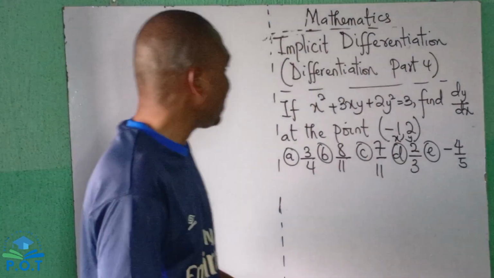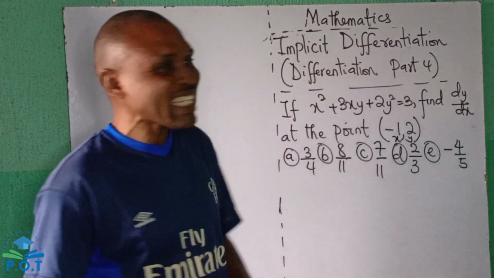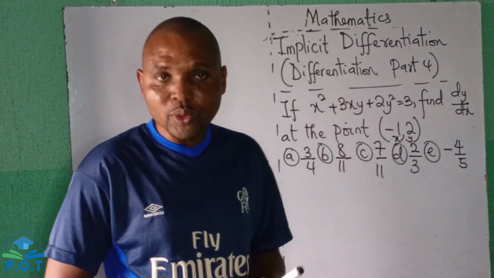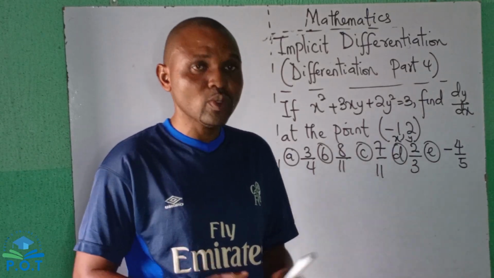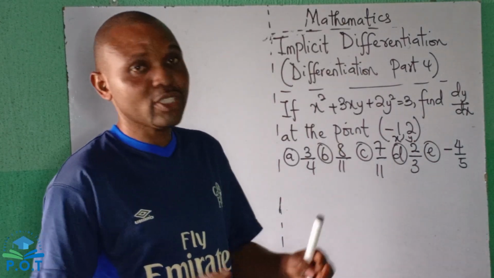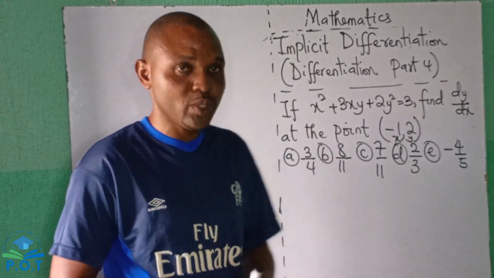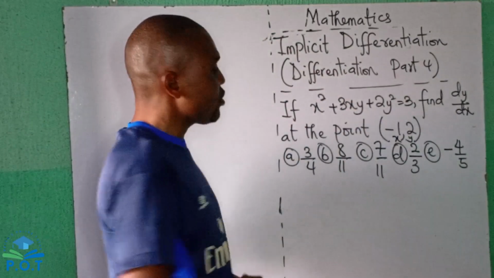Today we shall be looking at mathematics, and the topic on the board is implicit differentiation. We have seen chain rule, differentiation part 1. We have seen product rule, differentiation part 2. We have seen quotient rule, differentiation part 3. And now is differentiation part 4, which is implicit differentiation.